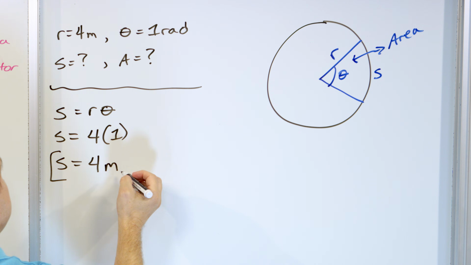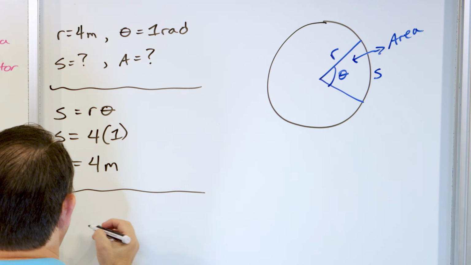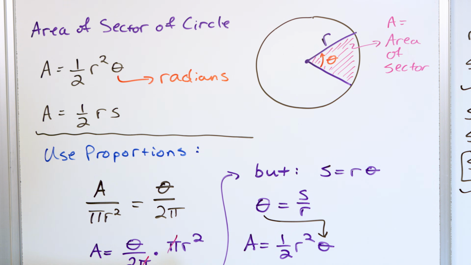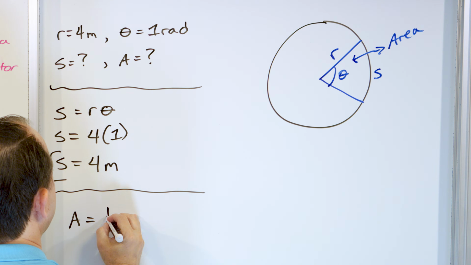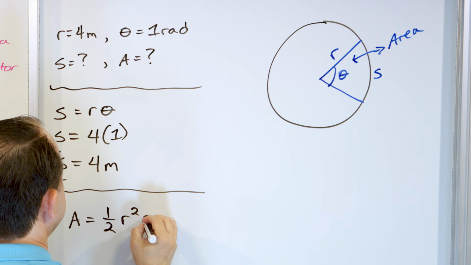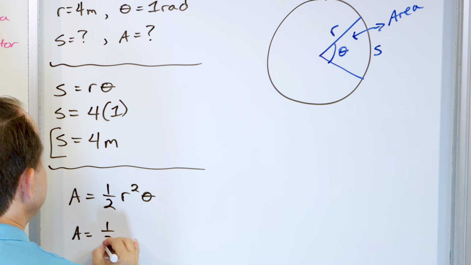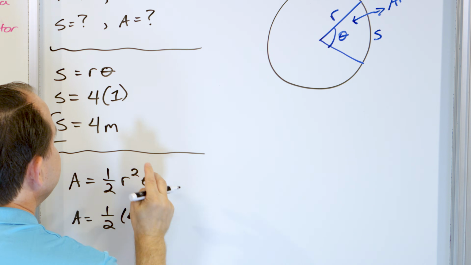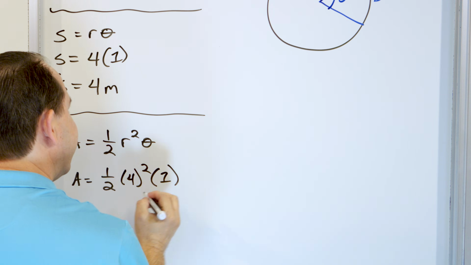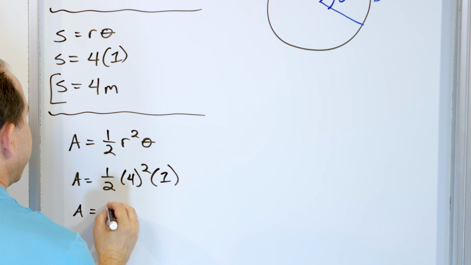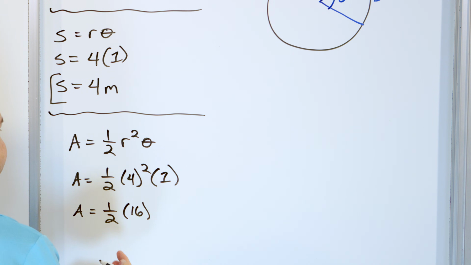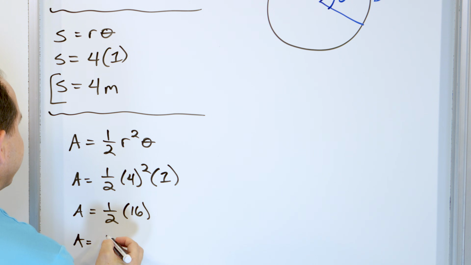All right. Next, let's take a look at the area. Now there are 2 equations you can use for the area. Let's go ahead and use the first one here: 1/2 r squared theta. Now what is the radius? The radius is given in the problem as 4, so you have to square that, 4 squared. Theta is 1 radian, so we have everything in the correct units. And then we could say 1/2, 4 times 4 is 16, and this is times 1, so you just have 16. And then the area, 16 divided by 2, is 8.